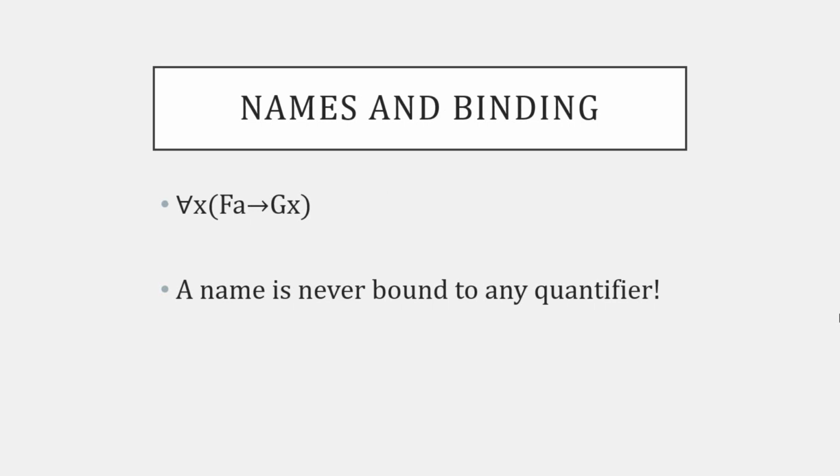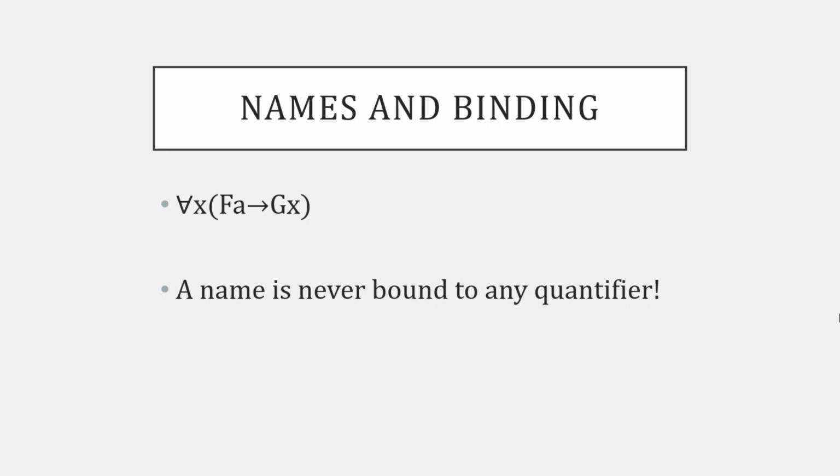And one last thing to note, names are not bound to anything. Right? You don't need to bind a name to a quantifier. A name names a specific object, a. So for all objects in the universe, if a has the property F, then that object has the property G.